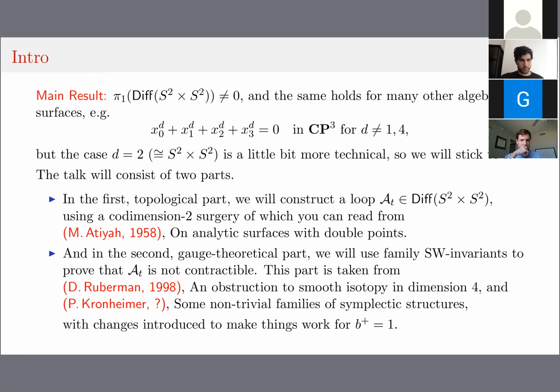and based on two papers. First is by Daniel Ruberman, where the idea that gauge theory can be used to say something about diffeomorphism groups has been implemented. He found some exotic diffeomorphisms, which are topologically trivial, but not smoothly so. And another paper is by Peter Kronheimer, and it contains a specific construction, some symplectic families, families of symplectic manifolds, which we'll be constantly using. We'll modify his construction a bit, but essentially it's due to him.